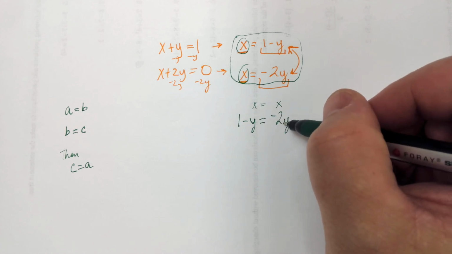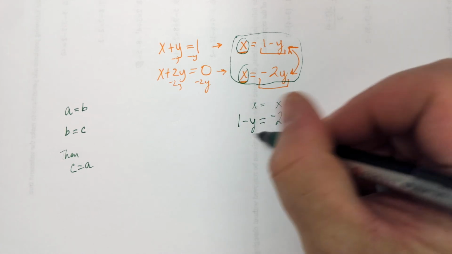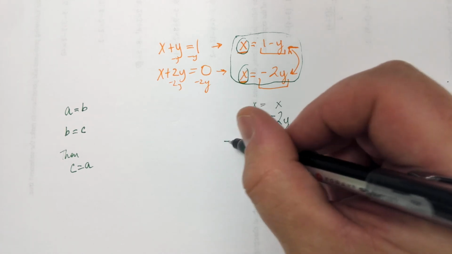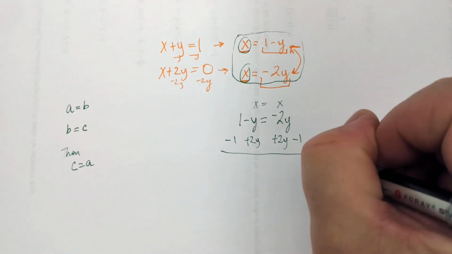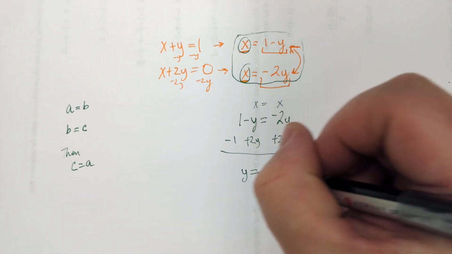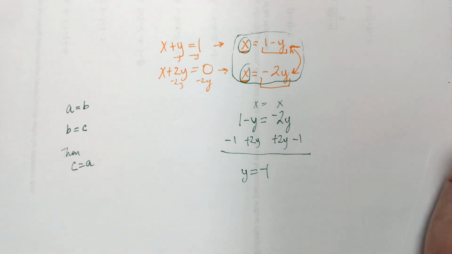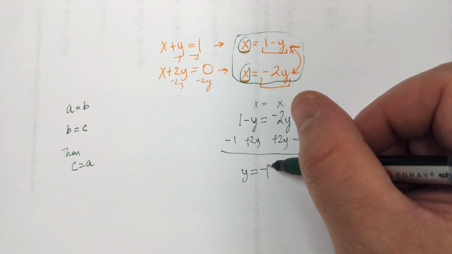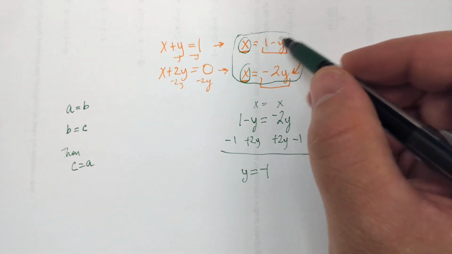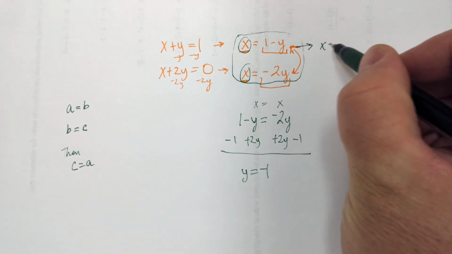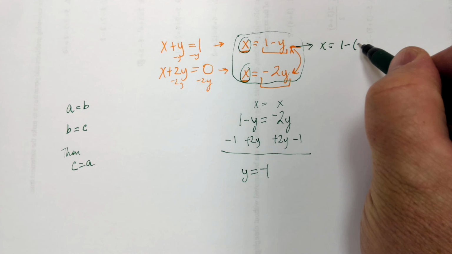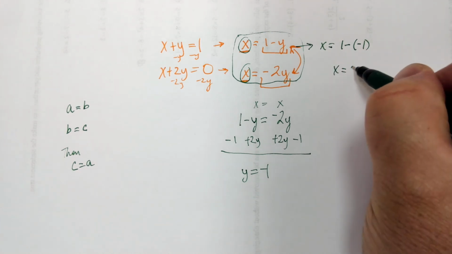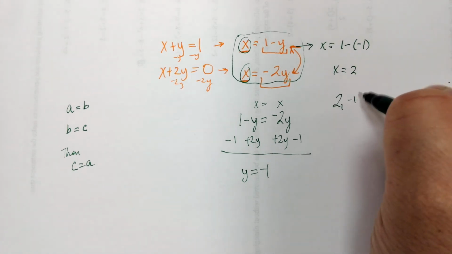So this y is smaller. I'm going to subtract 1 at the same time. So I'm going to get 1y equals negative 1, which we, of course, already knew was the answer. And then you just plug that in. I'm going to plug it in here. So x equals 2, just like we already knew.